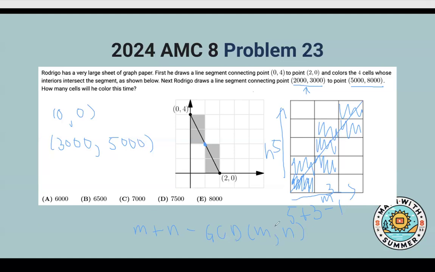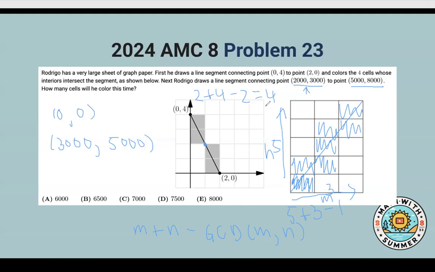GCD means greatest common divisor. In the 3, 5 case, the greatest common divisor of 3 and 5 was 1, because 3 and 5 share no other common divisors. However, in this case here, where we have 2, 4, our answer should have been 2 plus 4 minus the GCD of 2 and 4. Well, 2 and 4 are both divisible by 2, so the greatest common divisor of 2 and 4 is 2. So we subtract 2 and we get 4, which is what's in this picture here.